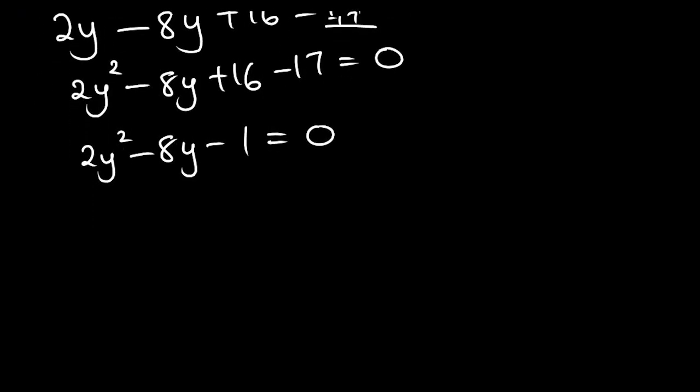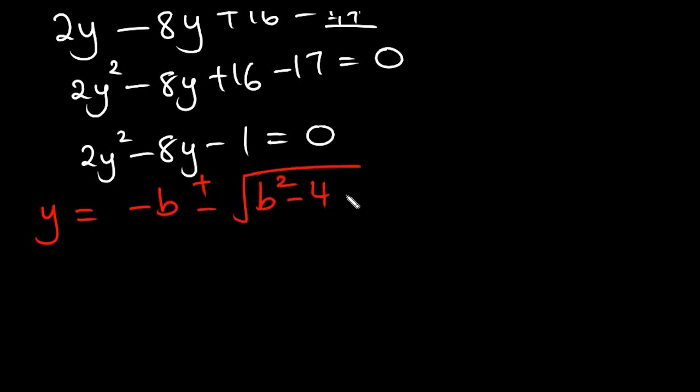Then there are many ways of solving quadratic equations. There's factorization, there's quadratic formula, completing the square. So you can use your method of choice, but for this video we're going to use the quadratic formula. So the quadratic formula is usually: y is going to be equal to minus b plus or minus the square root of b squared minus 4ac, divided by 2a, like that.